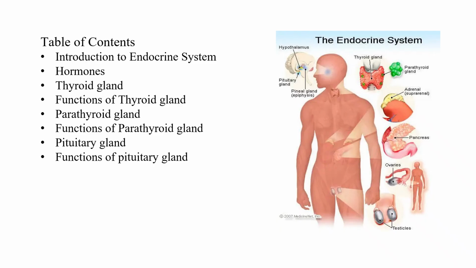The presentation is divided into the following major sections. First, we will understand the endocrine system and what hormones are. Then we will discuss thyroid gland and the functions of thyroid hormones. Next, we will look at the parathyroid gland and the actions of parathyroid hormone. Finally, we will discuss the pituitary gland, including the hormones secreted by the anterior pituitary and posterior pituitary. So, let us begin with the basic concept of the endocrine system.